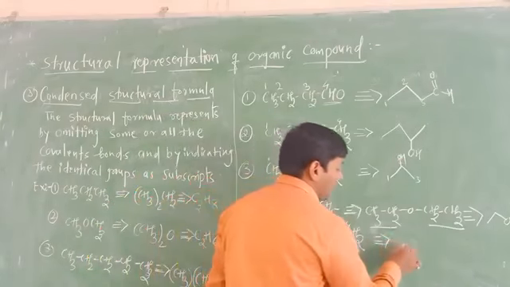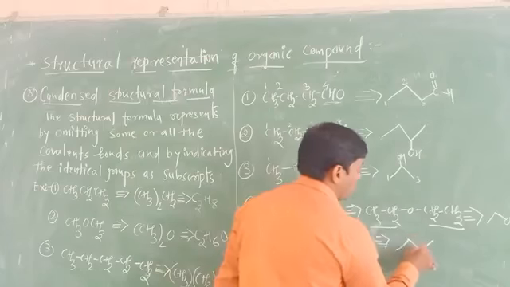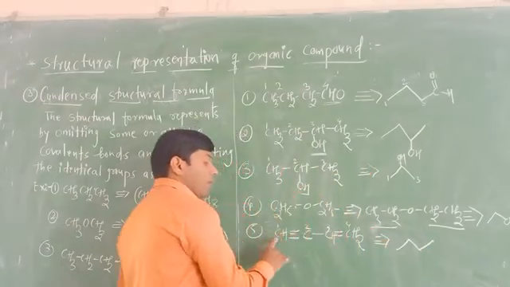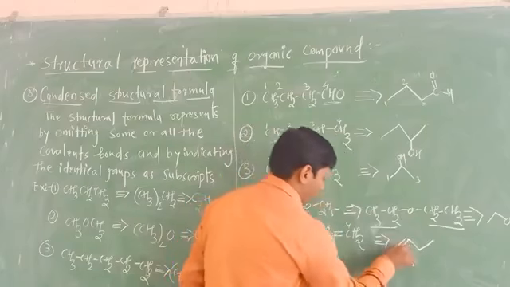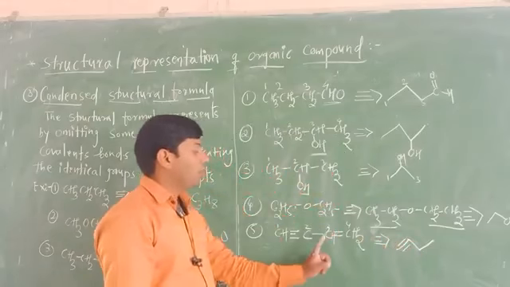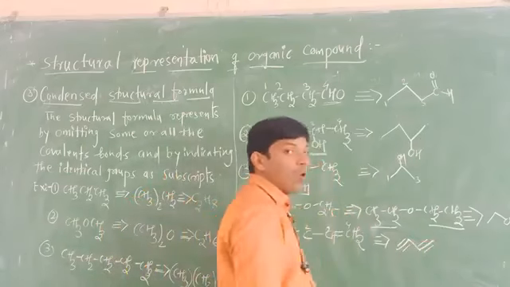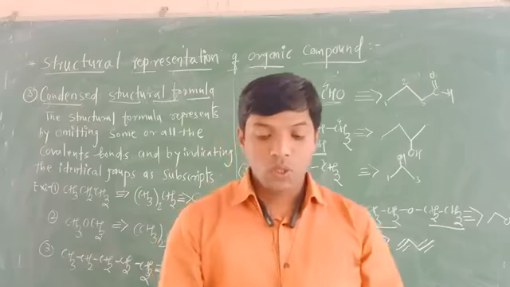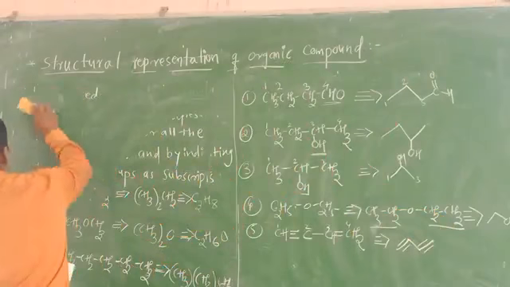Now how to write the bond line structural formula? First of all, you have to write a zigzag line 1, 2, 3, 4. Alright? Across the first and second carbon atoms a triple bond is there. Here the triple bond. And also you will find the third and fourth carbon atoms have a double bond. Here also I will write a double bond. So this is called the bond line structural formula. So next we will discuss the three-dimensional representation of organic compounds.